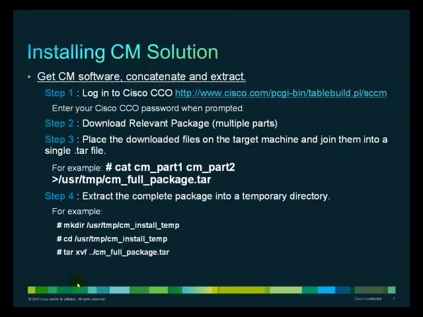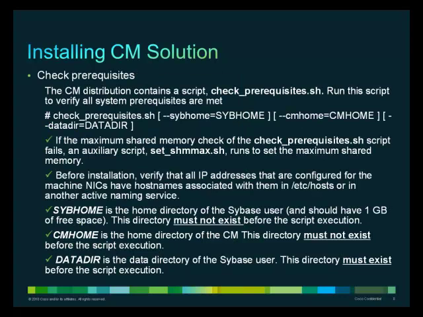All right, the first step is to log into CCO using your CCO username and password and download the relevant package. They will be in multiple parts, usually 5. You place the downloaded files into the target machine and join them into a single tar file. The command for that is cat cm part 1 part 2. Basically cat and then to which file and folder directory you want to put that file to. Here's an example.